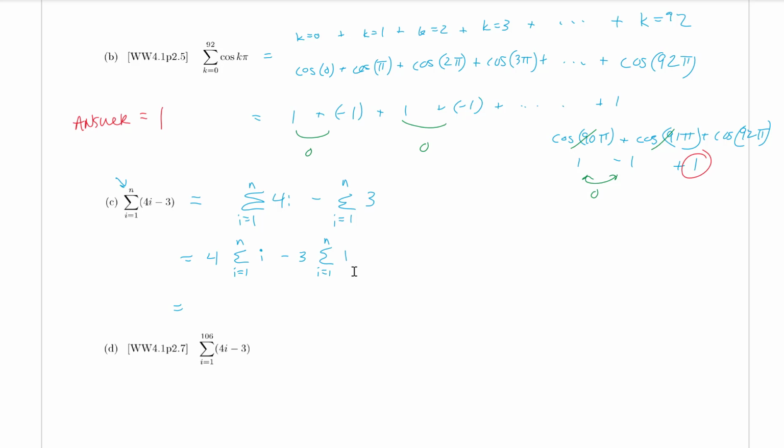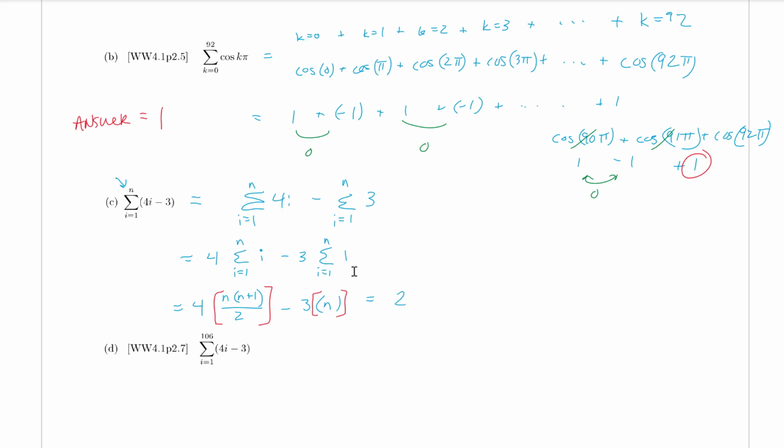And now we can use those two equations from our videos. The summation of i from 1 to n is n times n plus 1 over 2. And the summation of 1 from 1 to n is just n. So these are two things that we substituted in right here from that theorem in the second video of the 4.2 notes. And we can simplify this a little bit.